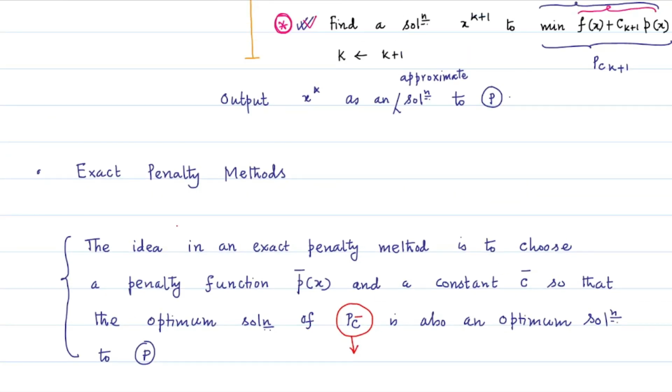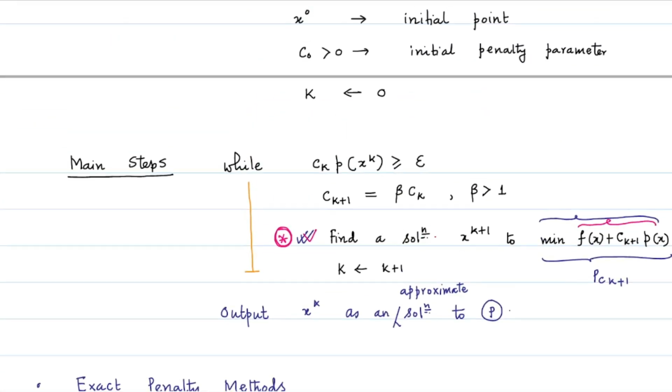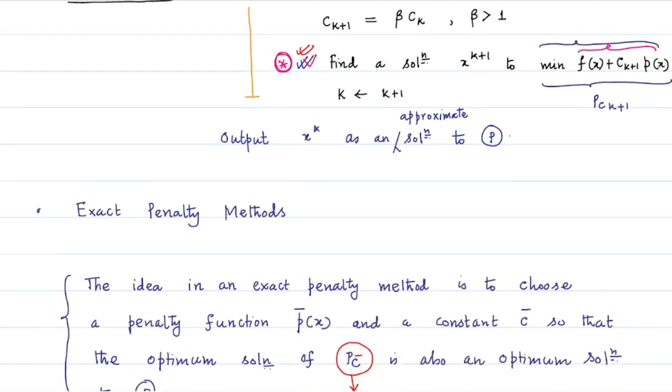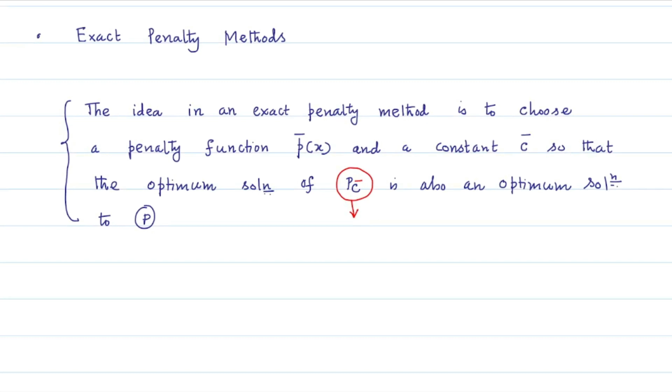So it is not that we have to iteratively find the sequence xk, and you will face several difficulties over here in this step, and then you are going to get a solution that is a limit point of this sequence xk. In exact penalty methods, the aim is to find an expression of P bar and a value of C bar such that a solution of PC bar is an exact solution to the problem capital P.